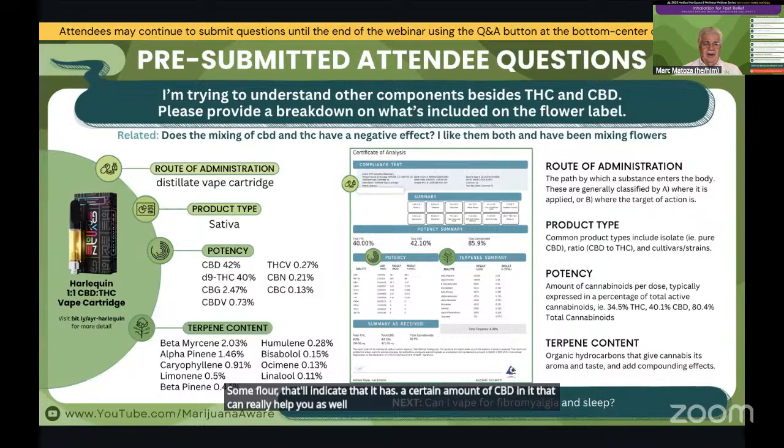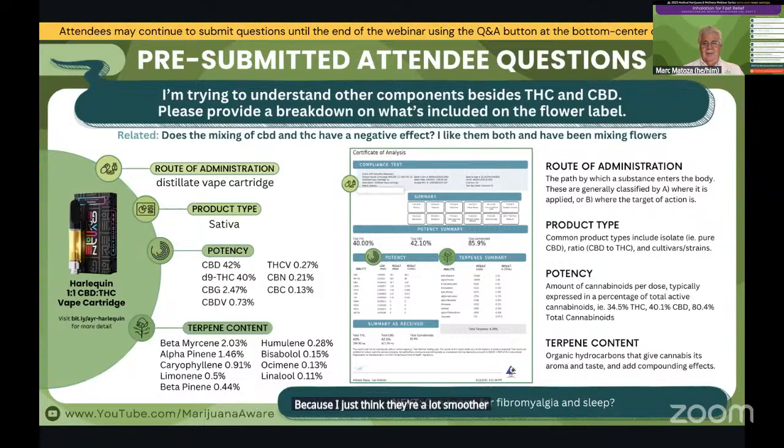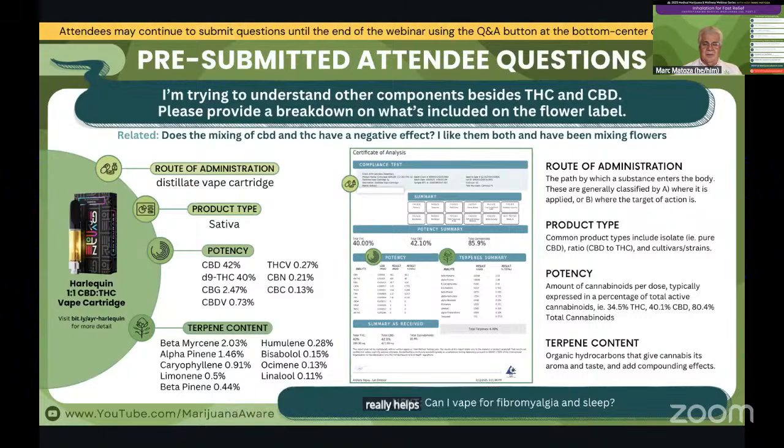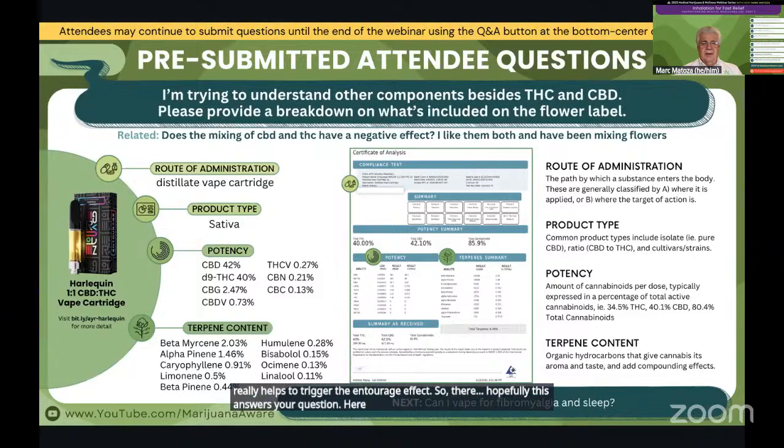I'm a big fan of 1-to-1 vapes because I just think they're a lot smoother. In my particular case, I'm trying to fight inflammation, so it helps me in there. And it also helps the CBD and the THC working together, really helps to trigger the entourage effect. So there, hopefully this answers your question. Here's the breakdown. Anytime you need a breakdown, please feel free to go in and ask your dispensary for the certificate of analysis, the COA.